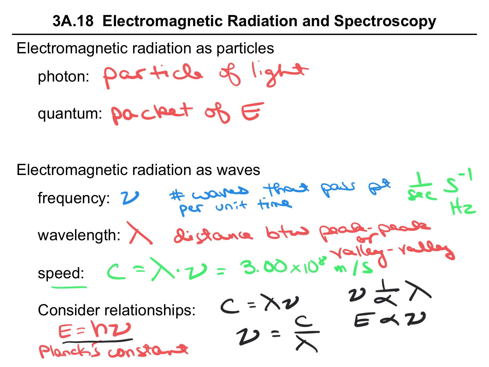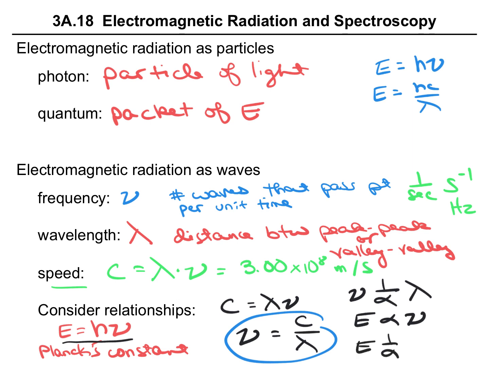I'm going to write this up here. Because energy is h nu and nu is c over lambda, we can rewrite this as E equals hc over lambda. So from here, our third important relationship is that energy is inversely proportional to wavelength.